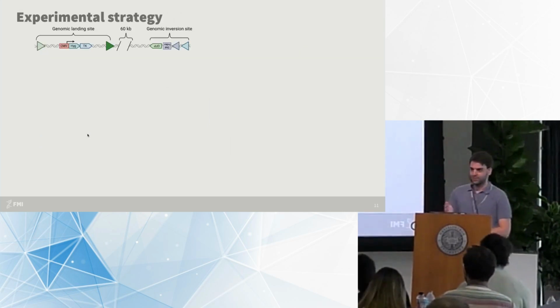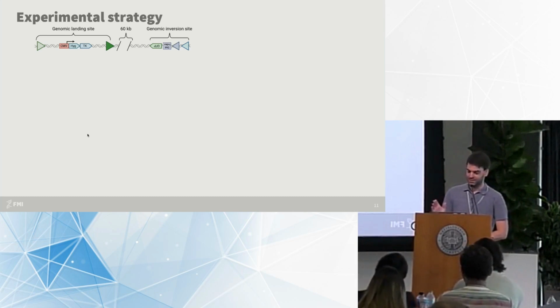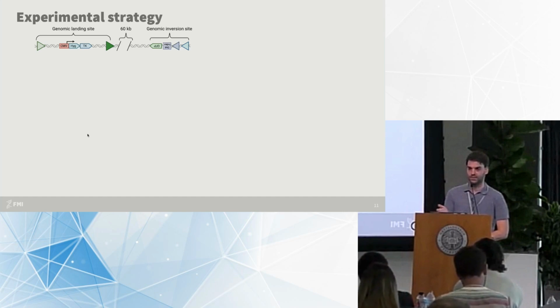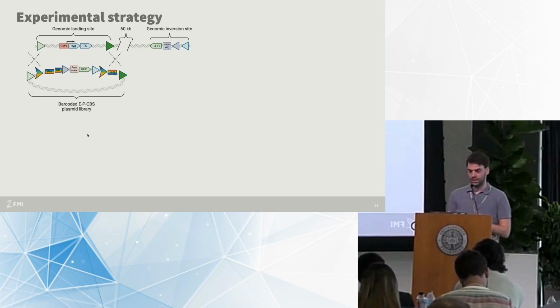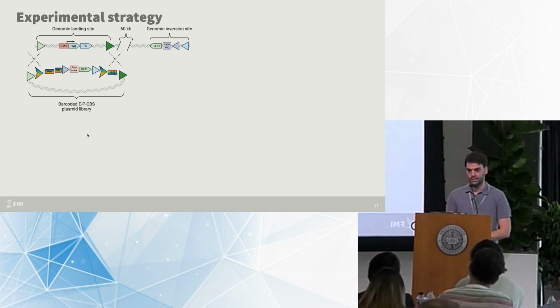So I've shown you some parts of the project, or the whole assay, so far. So I would just like to quickly run through the whole experimental strategy in a more linear format, so we're on the same page. So initially, the genome contains two sites, a landing site and an inversion site, 60 kb downstream of it. And then we create a library of enhancer promoter CTCF site variants. And each of these variants will be identifiable via a short DNA barcode that is placed downstream of the promoter, so it will be transcribed.